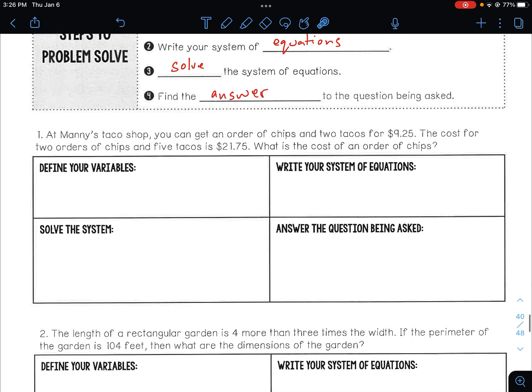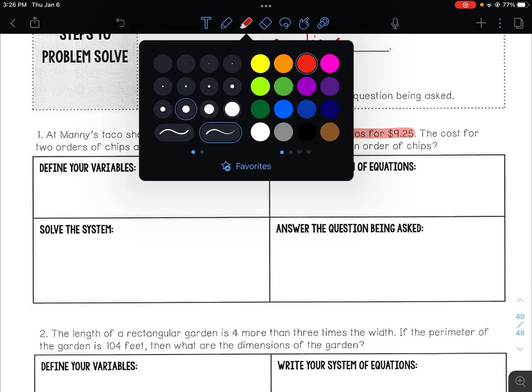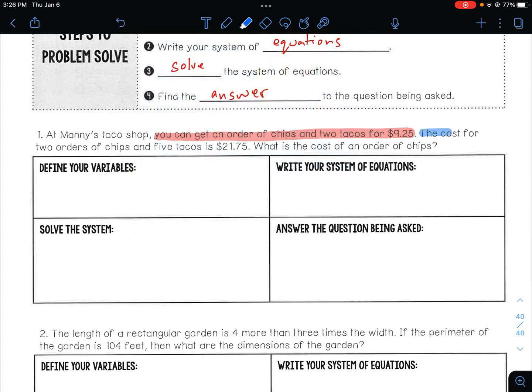So let's try some problems. At Manny's Taco Shop, you can get an order of chips and 2 tacos for $9.25. The cost of 2 orders of chips and 5 tacos is $21.75. What is the cost of an order of chips? So we've got 2 sentences which give us some important information. You can get an order of chips and 2 tacos for $9.25. Cool. What else do we know? Well, we know that the cost for 2 orders of chips and 5 tacos is $21.75. So what is the cost of an order of chips?